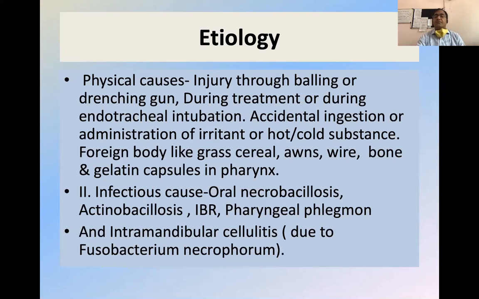etiological agents. The first one is the physical and the second one is the infectious one. In physical, you might have seen in village conditions, people used to give certain medication, certain feeding, certain things with the help of a drenching gun. They make a drenching gun of their own, of a bamboo.